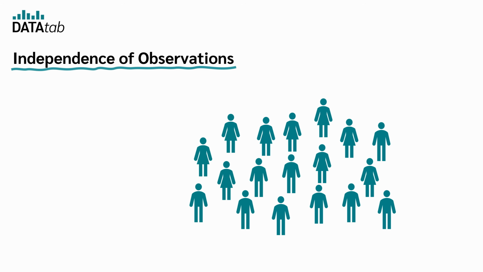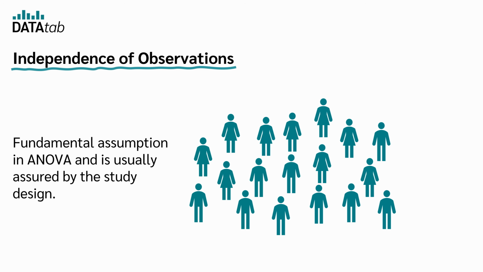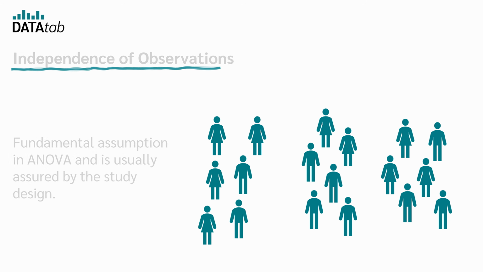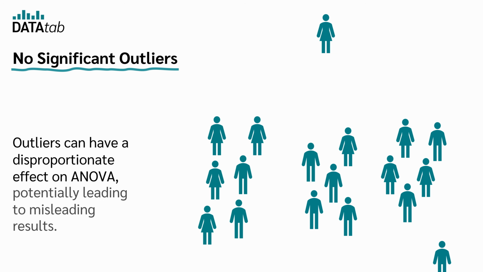Independence of observations. This assumes that the observations are independent of each other. This is a fundamental assumption in ANOVA and is usually assured by the study design. No significant outliers. Outliers can have a disproportionate effect on ANOVA, potentially causing misleading results. It's important to identify and address outliers.